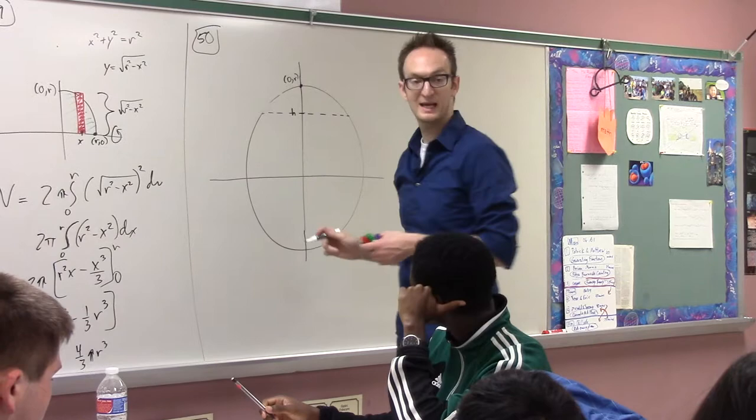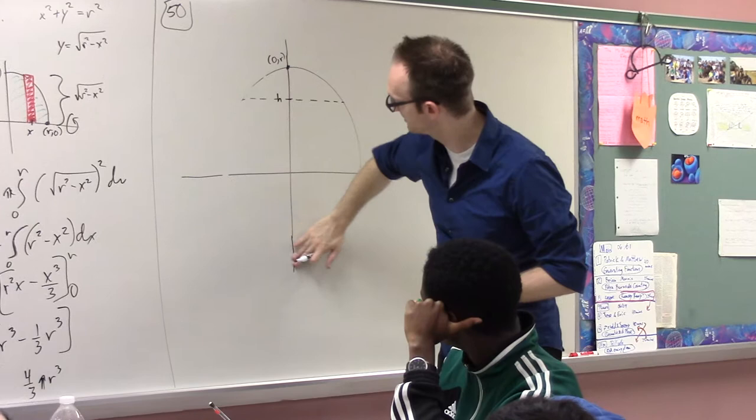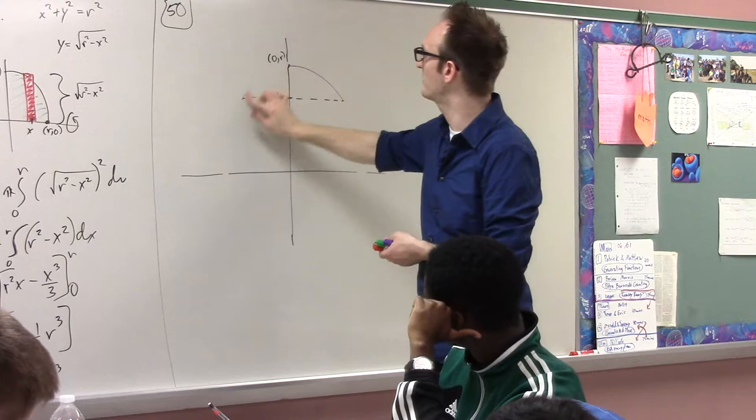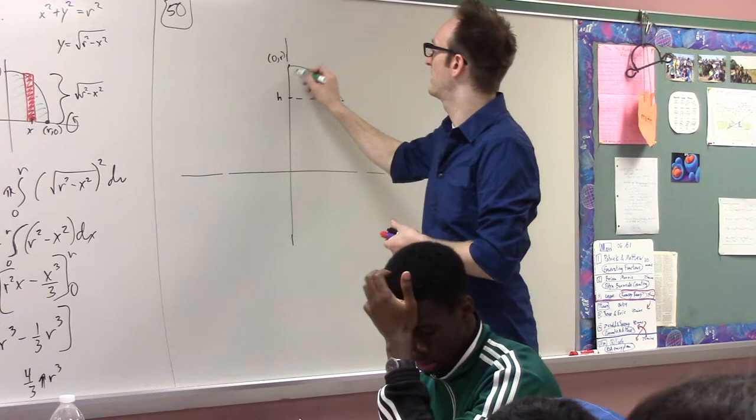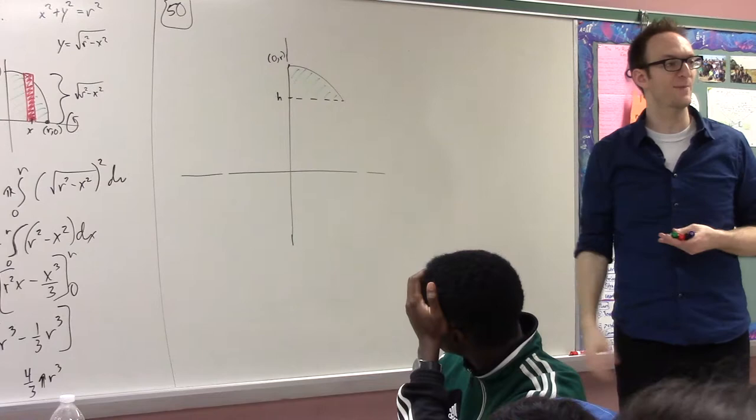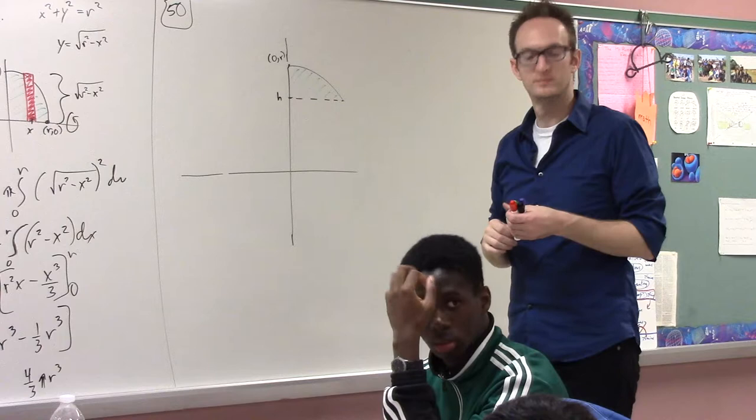So now I'm just going to get rid of all of this. And in fact I'm even going to get rid of this part too, because all that I really need is this region. Does everybody see how that region revolved around the y-axis is going to produce the spherical cap I want? Nathan, good? Okay, did you get the problem? I think so. Cool.